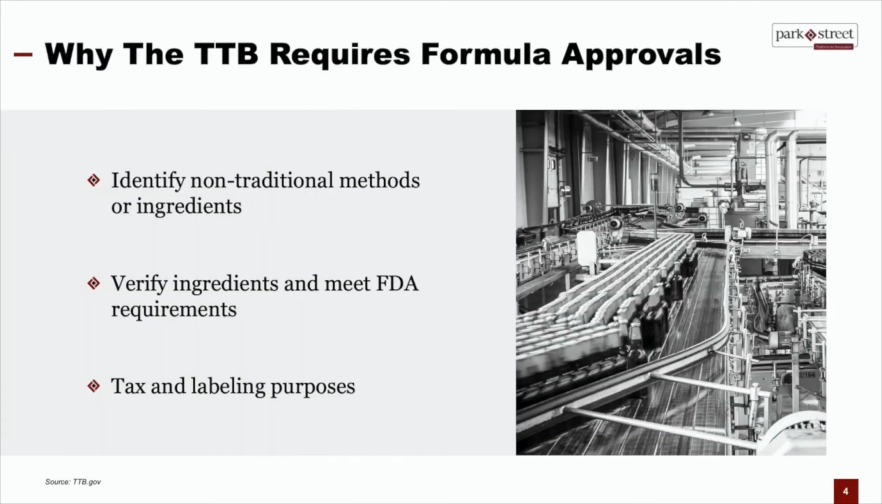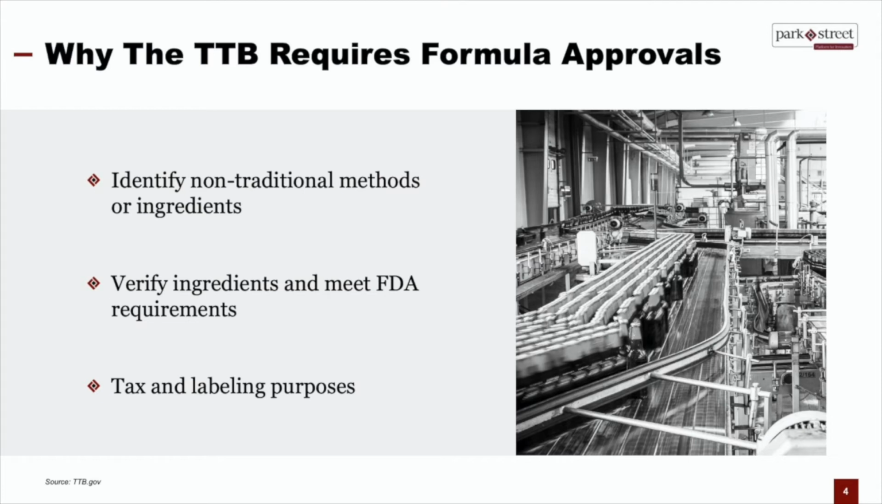Why does the TTB require formula approvals? TTB formula approval is required to identify if the alcoholic beverage is produced using non-traditional methods or ingredients, and to verify that the ingredients meet FDA requirements and are considered safe. This is also known as GRAS. GRAS stands for Generally Recognized as Safe and refers to ingredients governed by the FDA. The TTB will defer to the FDA on ingredients, and if there is an ingredient that is not regulated by the FDA, the TTB will not allow it in the formula.